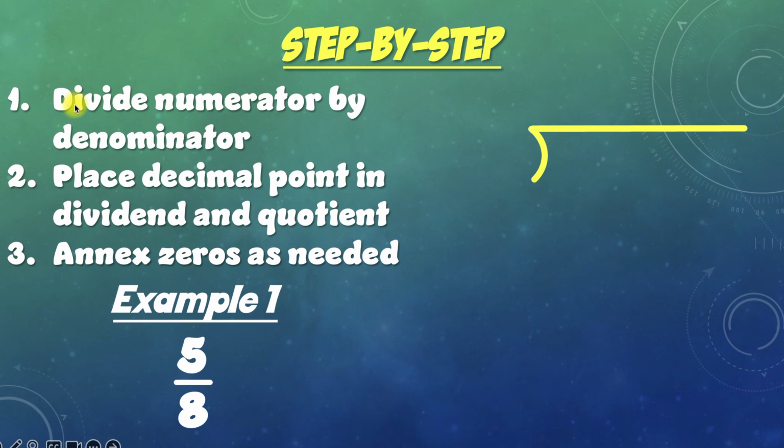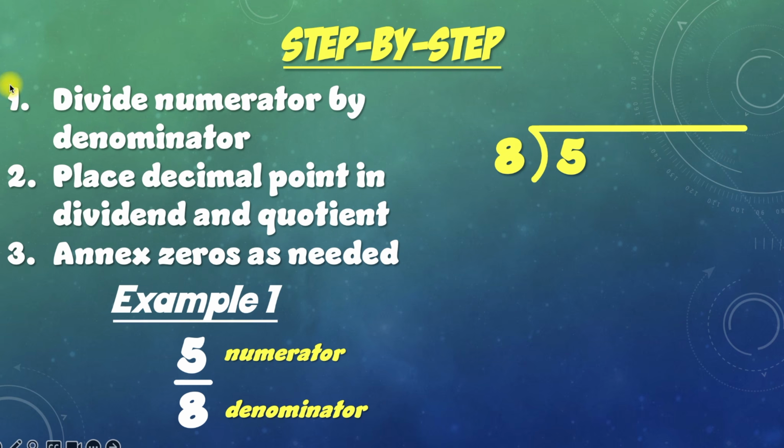Now remember, step 1 is to divide the numerator by the denominator. The 5 is our numerator. And because the numerator is getting divided, it's going to go inside the long division notation. The 8 is our denominator. And that's going to be doing the dividing, which means it goes outside the long division notation.